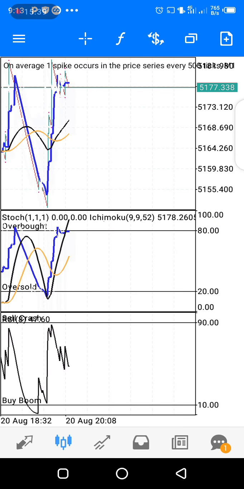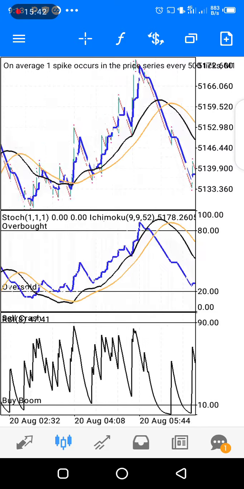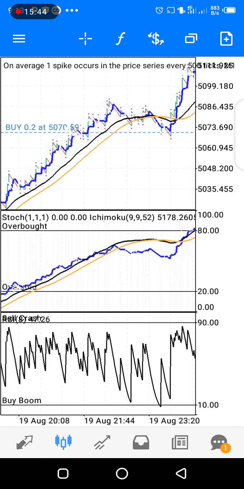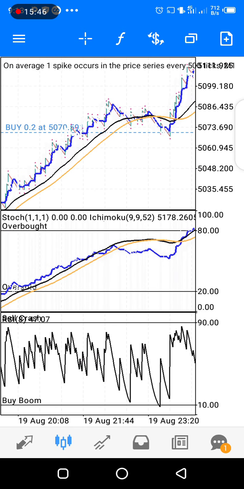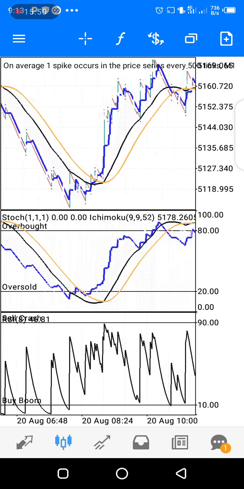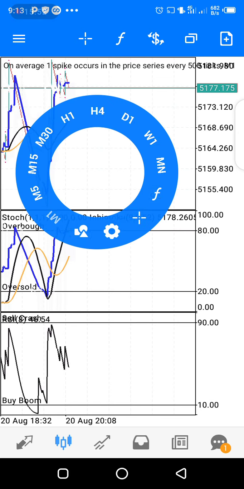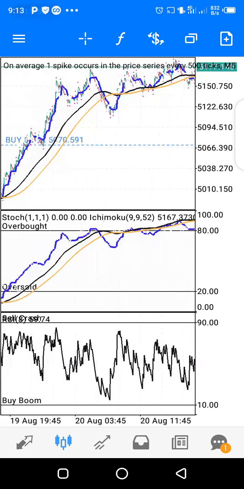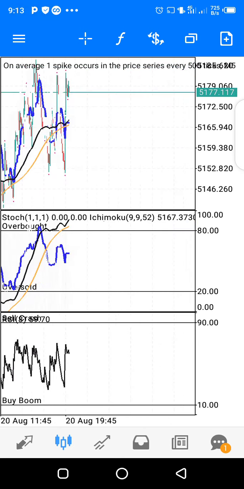You see this chart? Now let me backdate for you. This is where I entered the trade, and my indicator told me it's a buy. That was how I entered, and it has been buying and buying. Let's see it on the 5 minutes time frame. You see, it has been buying and buying.